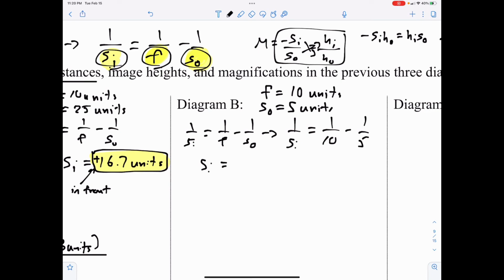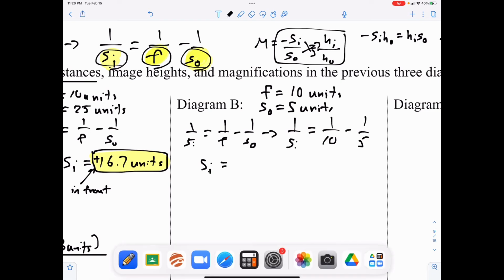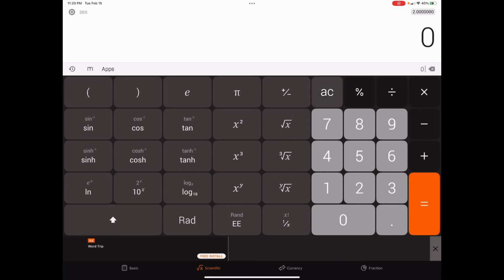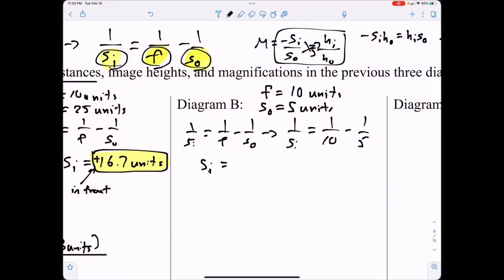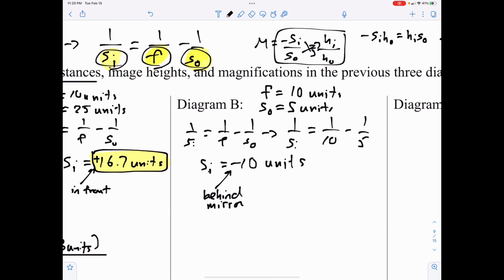Okay, so SI, the image distance, we're going to go 10 inverse minus 5 inverse equals, and then we're going to inverse that, and we get negative 10. Negative 10 units means the negative means it's behind the mirror. That tells you how far away it is behind the mirror.